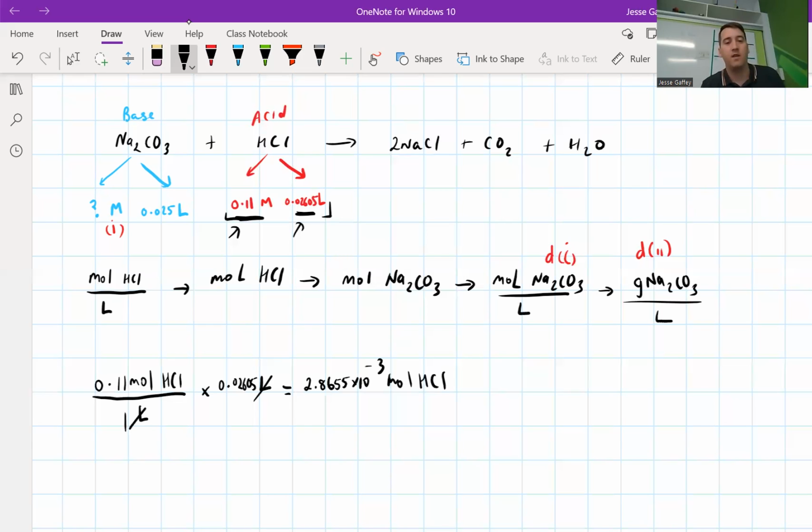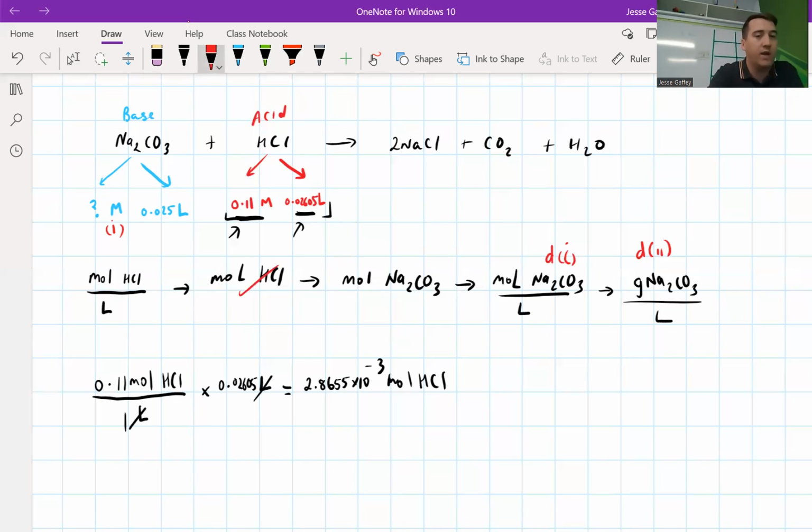So if we had that many liters used, that's how many moles we would have used. All right, so that is this bit done. Now watch how I tick off the plan and keep track of everything. Then I want to find out how many moles of Na2CO3 this would react with.